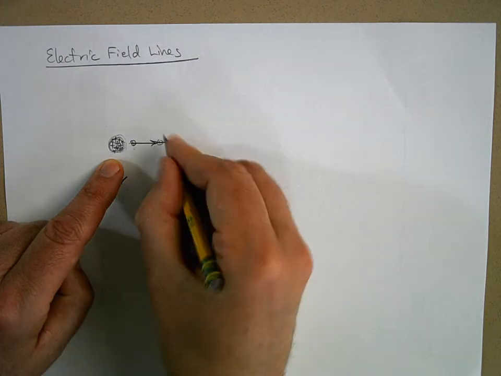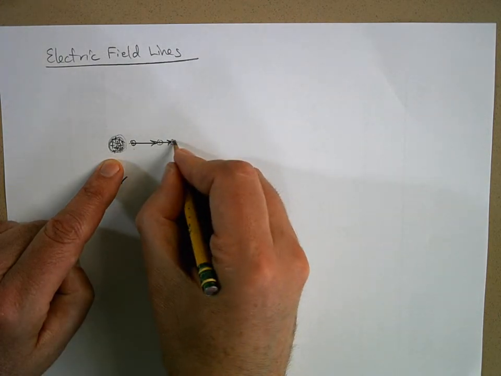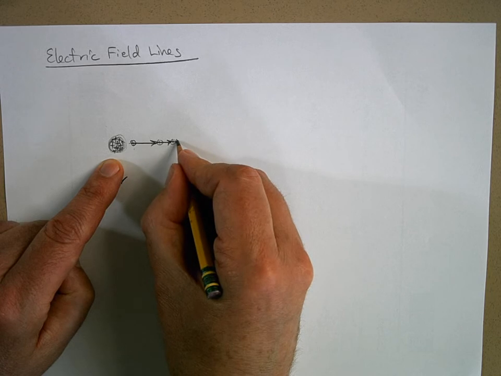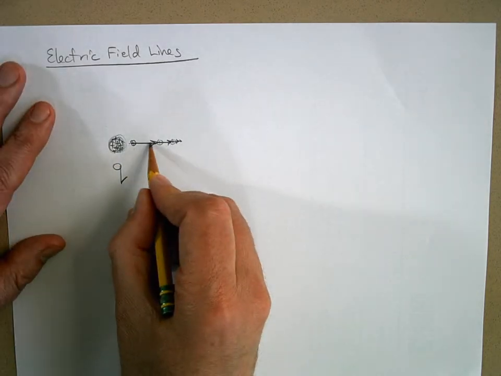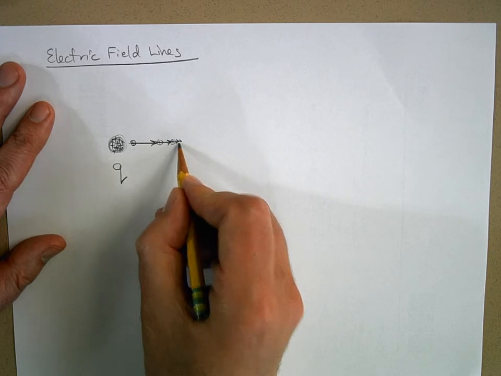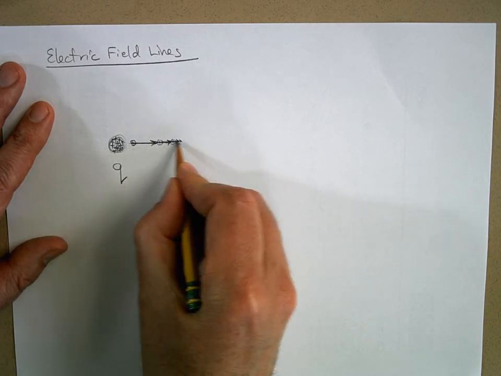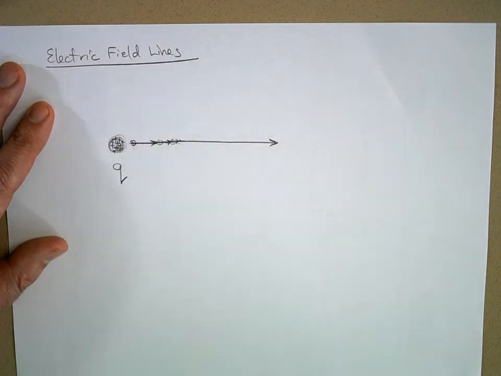But then I can put it right here. And no matter how many times I have to do this, I can keep doing this forever. And so what I can do is I can hook up all these force lines together and make what's called an electric field line.